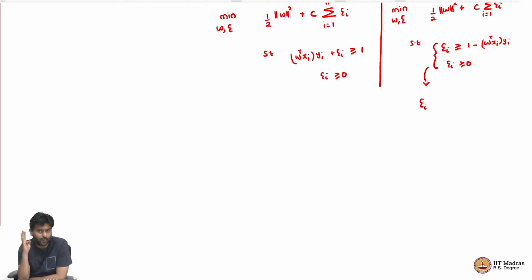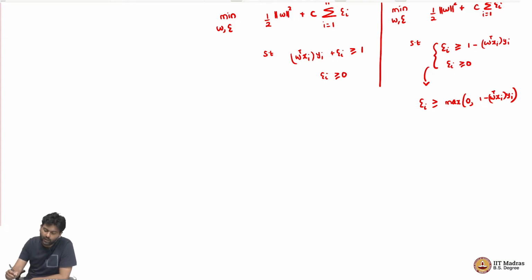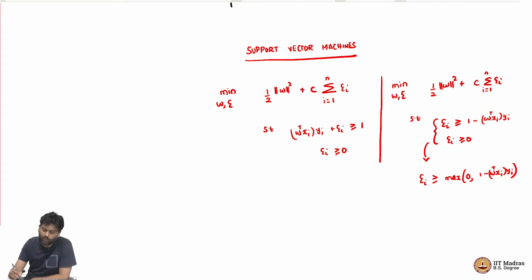Epsilon i, remember, is the bribe, or the slack variable, that data point i pays to get to the right side of the line. So that should be greater than or equal to 0, and it should be greater than or equal to 1 minus W transpose xi yi, which means it should be greater than or equal to the maximum of 0 and 1 minus W transpose xi yi. So equivalently I can write this as half norm W squared plus C times the sum over i equals 1 to n of psi i, where psi i is greater than or equal to this.